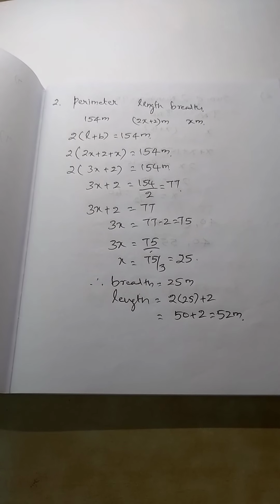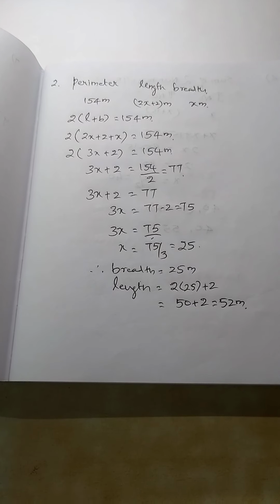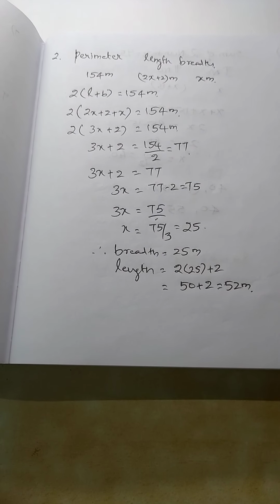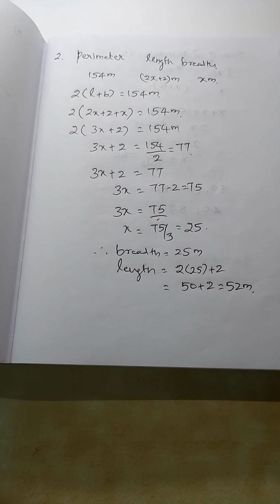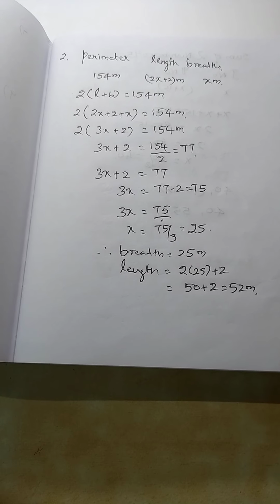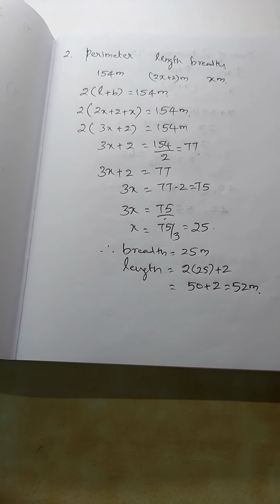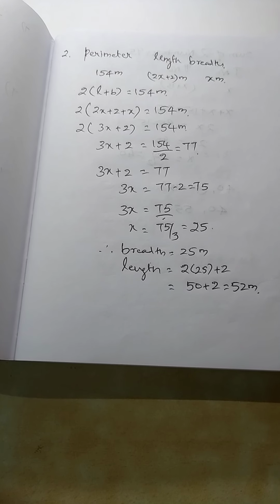So the dimensions of the rectangle will be length and breadth. So we keep our breadth as x meter. It is given that the length is 2 meter more than twice its breadth, so it becomes 2x plus 2, 2 times of x plus 2. That is the length. Now you know the formula to calculate the perimeter of the rectangle is 2 times of L plus B. It is given by data, it is 154 meter.